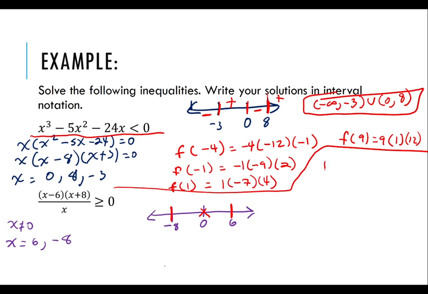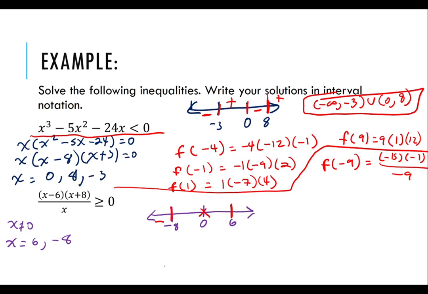So how about I plug in f of negative 9. That's to the left of negative 8. And so that's going to be negative 9 minus 6 is negative 15. Negative 9 plus 8 is negative 1. Divided by negative 9. Notice negative times negative is positive, divided by negative, negative. So that to the left of negative 8 is below the x-axis.